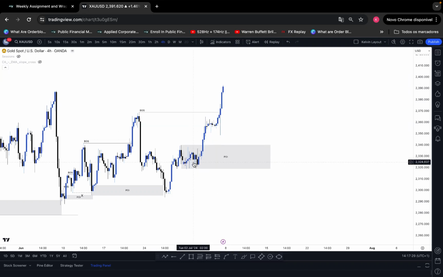So we can see that there was a conflict of power at this particular point, the buyers and sellers discussing, and then we see the buyers actually took over and pushed price to the upside. So what I'm expecting eventually is to see a pullback towards these zones, and then we have the continuation to the upside towards that daily previous high.